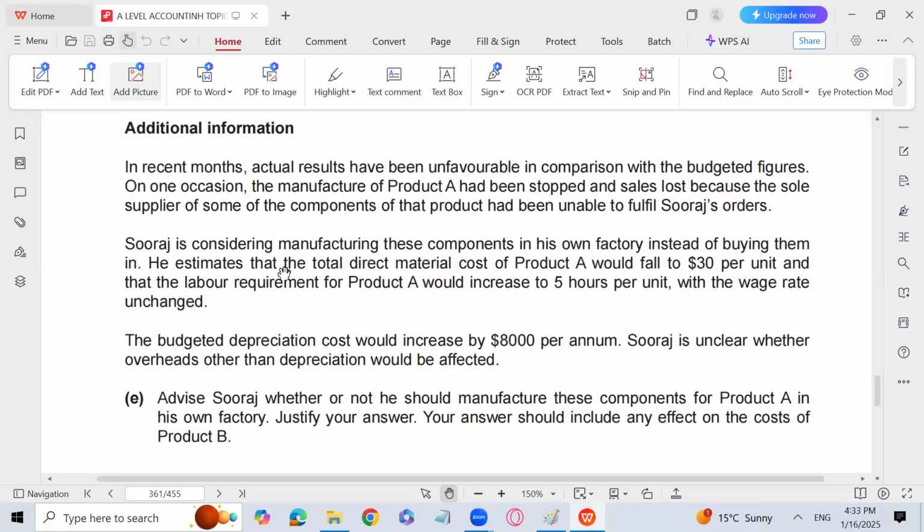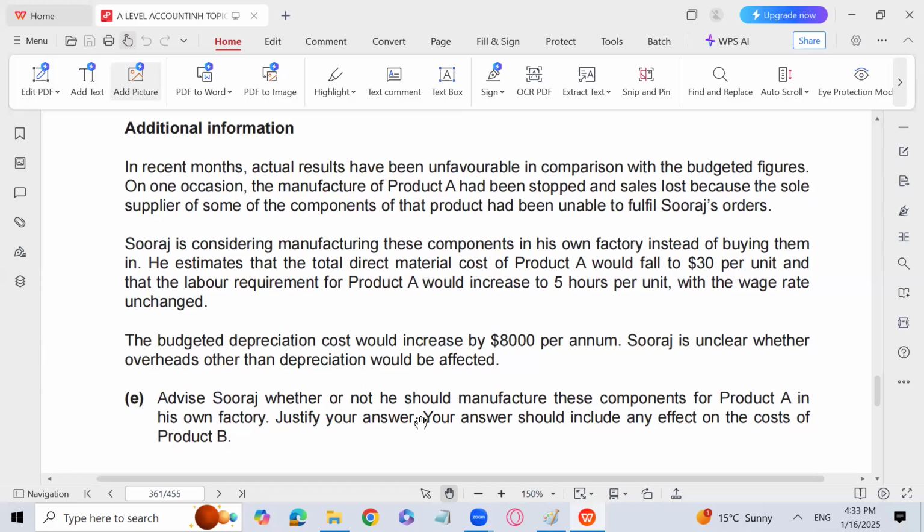Suraj is considering manufacturing these components in his own factory instead of buying them, right? He estimates that the total direct material cost of product A would fall to 30 per unit and that the labor requirement of product A would increase to 5 hours per unit with the wage rate unchanged. The budgeted depreciation cost will increase by 8,000 per annum. Suraj is unclear whether overheads other than depreciation would be affected. So he is not clear about other overheads. Obviously, not clear means that it is not going to be affected. That's what he is basically looking for.